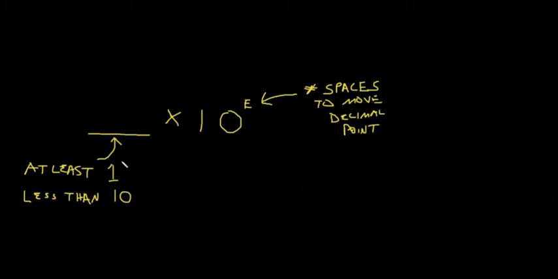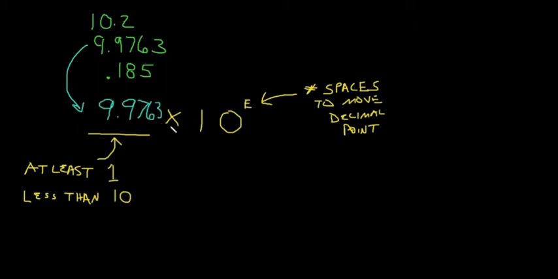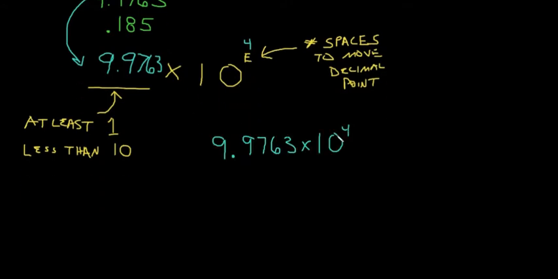So our front number needs to be at least 1, but less than 10. I'm going to put up 3 numbers here. The only number that we can use of these is this number. The reason is this number is less than 10, this number isn't 1 yet, and this number is greater than 10. And for this exponent, I'm going to go ahead and write an exponent of 4. So this is scientific notation. And I'm going to show you what we do with it at this point.